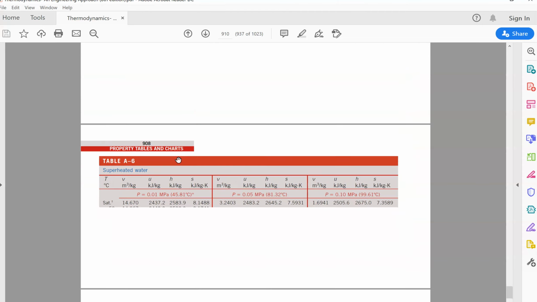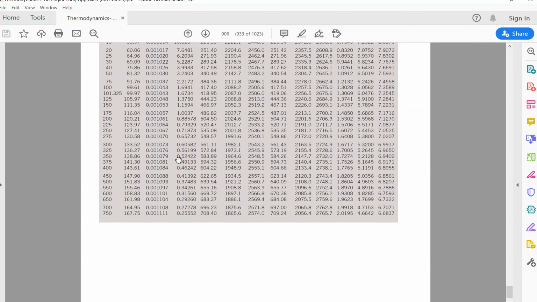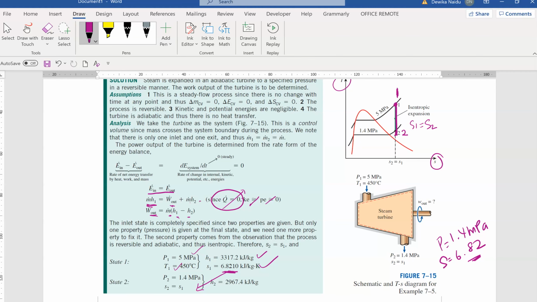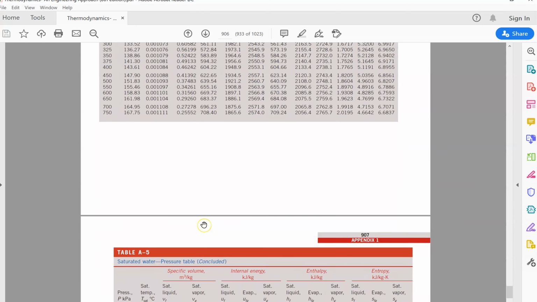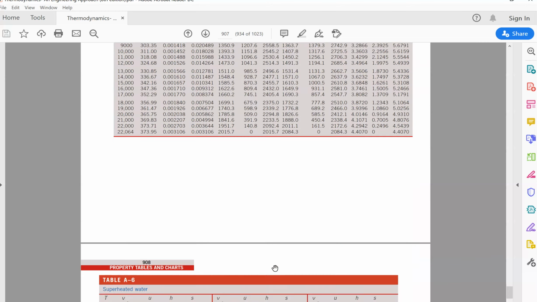Go back to the table, our pressure table. Where's the pressure? That would be again 1.4, which is 1400. 1400 is down here. And what is the entropy? The entropy just now was 6.8. So it's definitely exceeding Sg, right? So automatically it is in superheated vapor state.